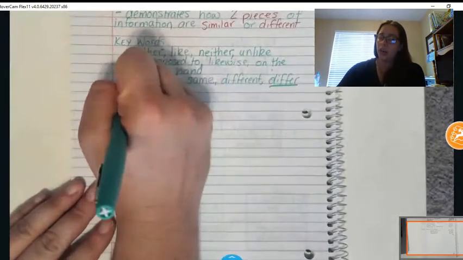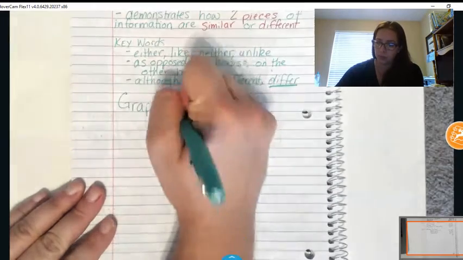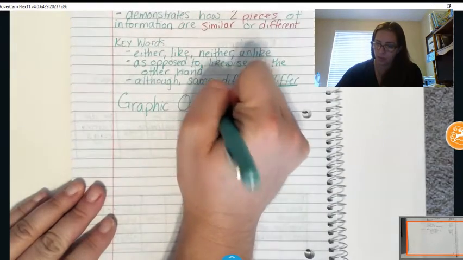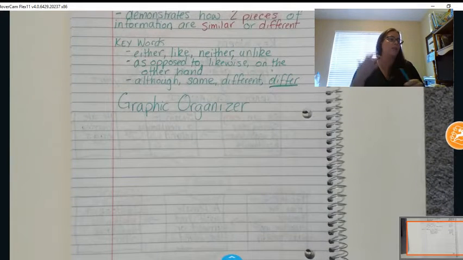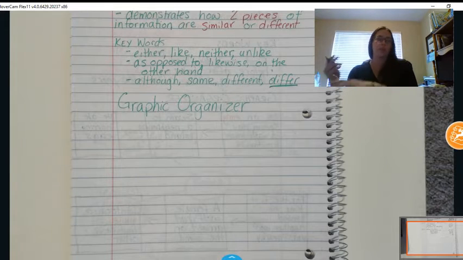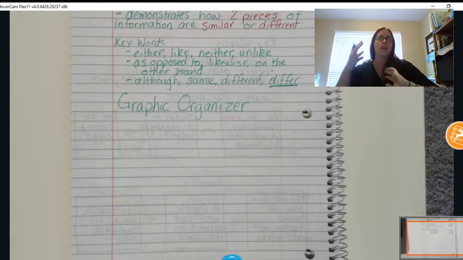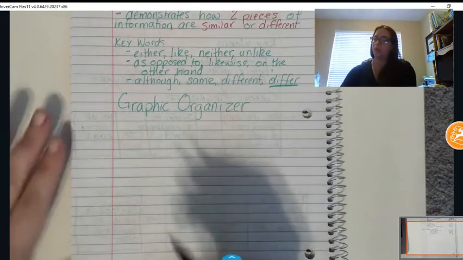Okay, so we're going to go ahead and do our graphic organizer. A graphic organizer is just a really nice, neat chart or a different way to organize your information so you have an idea of what your information means. You can go back and reference it really quickly.